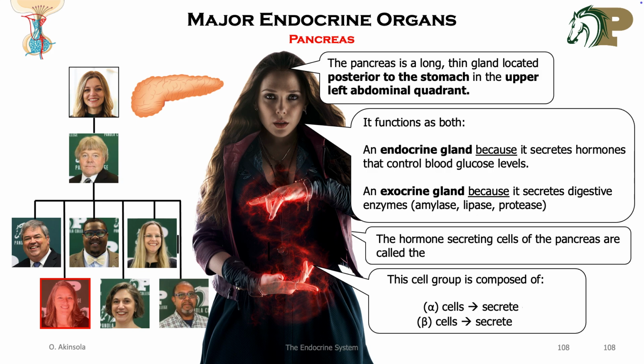The hormone secreting cells of the pancreas are called the islets of Langerhans. This is a fancy word that means island. And on this island, or this cell group, we have a number of different cells, including the alpha cells, which secrete glucagon, and the beta cells, which secrete insulin. So once again, the alpha cells will secrete glucagon, and the beta cells will secrete insulin.